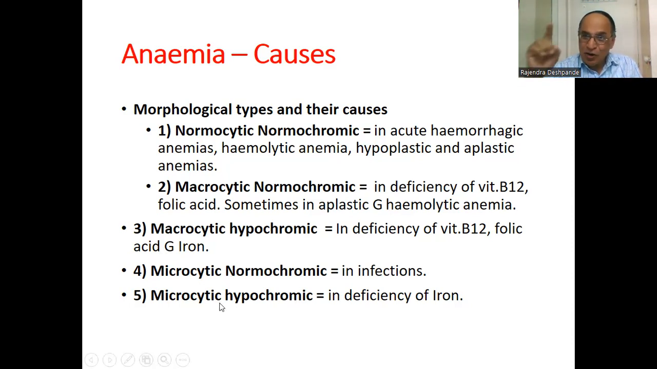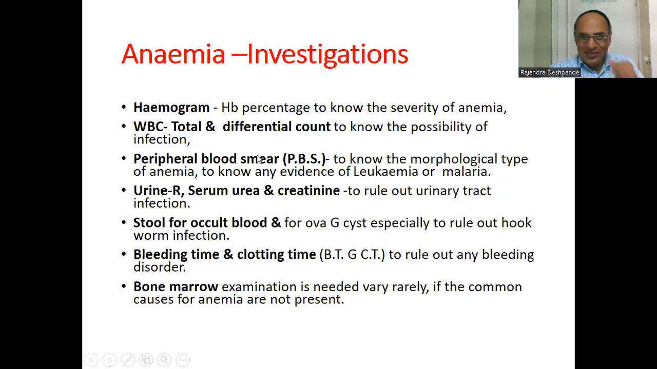And last but not least, this is very important, the most important. Microcytic, size is less. Hypochromic, color is less. The most common anemia, that is iron deficiency anemia. You are treating with Orofer capsule, I know, Fersoft tablet, okay? Ayurvedic iron also. Okay, what investigations should you do?